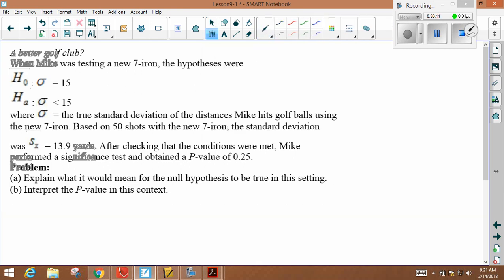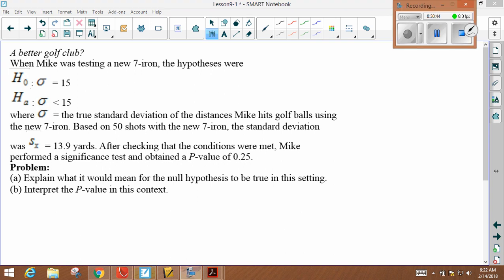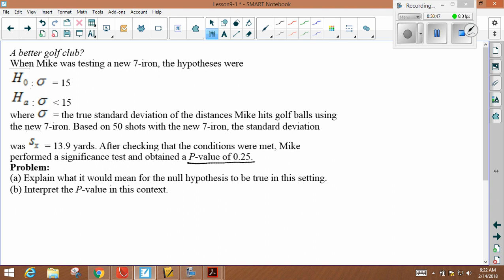Let's get a little deeper. All right, so we already determined what the null and alternative hypotheses were for this, right? We actually found out that he got a standard deviation of 13.9 yards after hitting his 50 shots, right? He performed a significant test and got a p-value of 0.25. So what does this mean? A p-value of 0.25. Let's talk about that real quick.